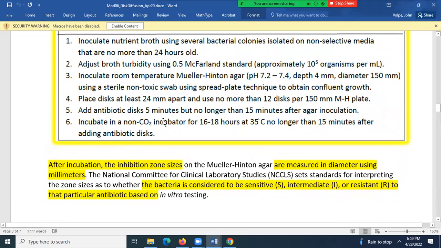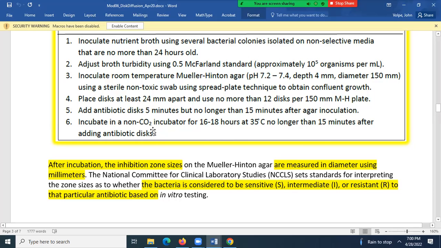Where were we? Then we add the antibiotic disc 5 minutes, but no longer than 15 minutes, after you add the agar inoculation containing the bacteria. So what you're doing is allowing the liquid that you put on the plate to be absorbed by the agar for 5 minutes before we put on the antibiotic disc. But we make sure we add the antibiotic disc not longer than 15 minutes after adding the bacteria. We then incubate in an incubator no longer than 15 minutes after adding the antibiotic disc.